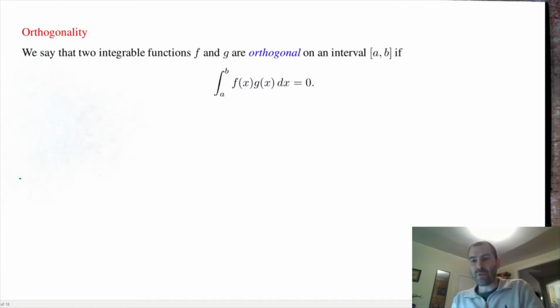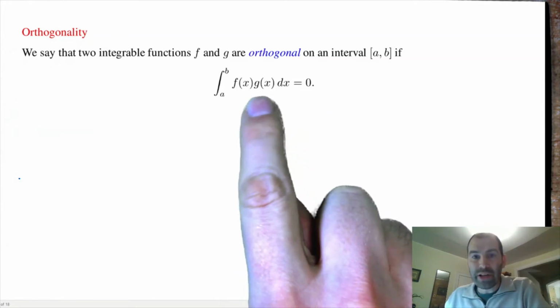These special functions. And one of the things we're going to talk about is this concept of orthogonality. All right? Two integrable functions, and that just means that you can define their integral, f and g, are orthogonal on an interval if when you multiply them together and integrate, you get 0.